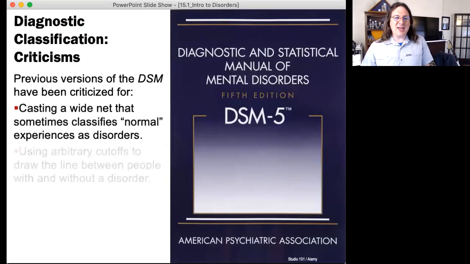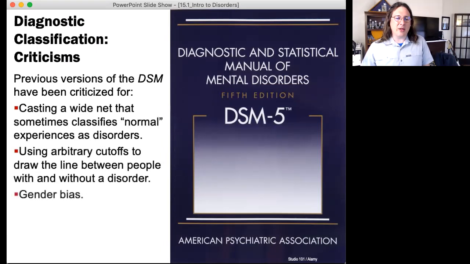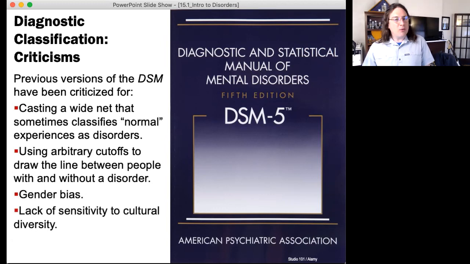All right. So anyway, the DSM, here's a picture of the DSM, what it looks like. Many of you that are going into the fields, you will get one of these books because it helps you with diagnosing people or conditions, right? So the previous version of this, the DSM-4, which I was trained on, cast a wide net on what we considered to be normal experiences. It used arbitrary cutoffs to draw the line between people with and without the disorder, and there were certainly some gender biases. It looked at traditional male and female relationships, and we know that today to have evolved to something a lot different.